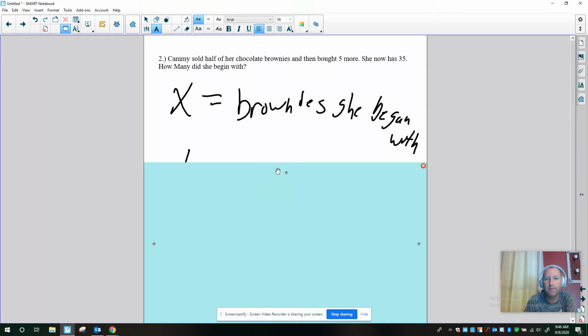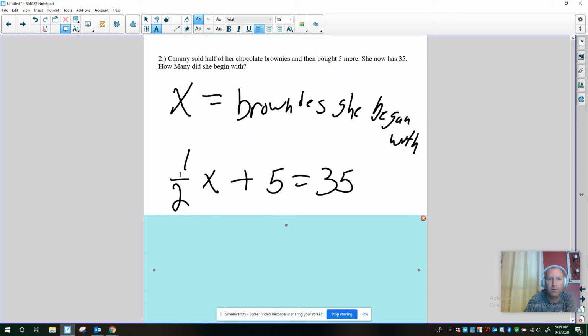So we calculate the total. Half of them she sold. Then she bought 5 more, and she was left with 35. X is her original number of brownies. Half of that is what she has now, plus the 5 new ones that she bought is equal to 35.